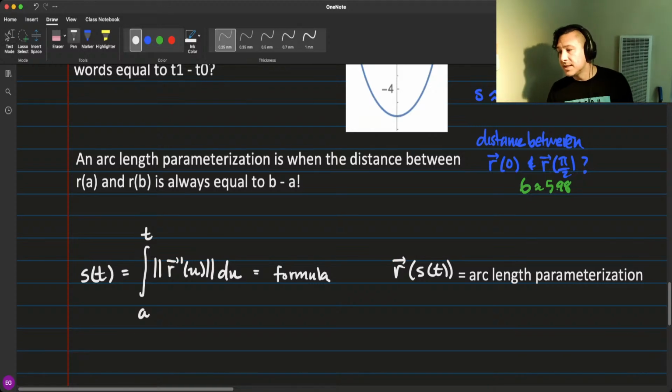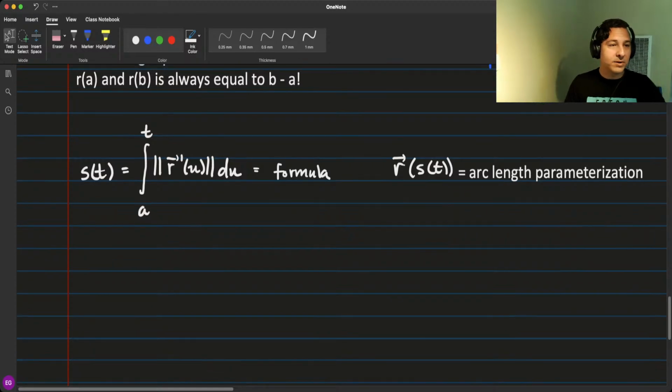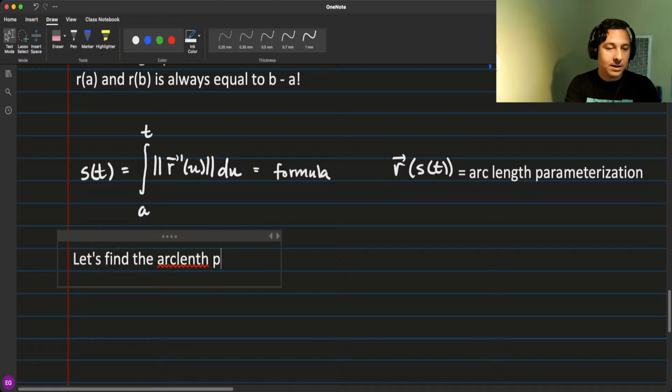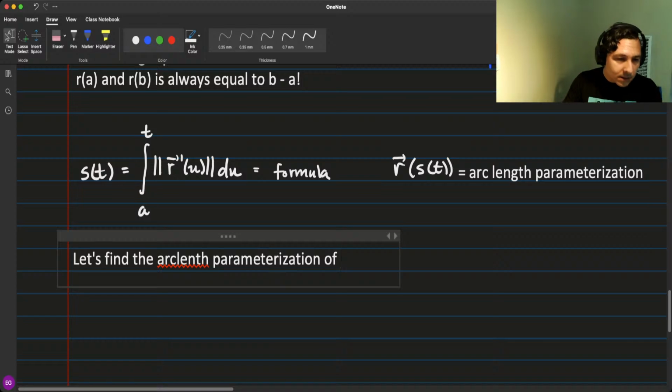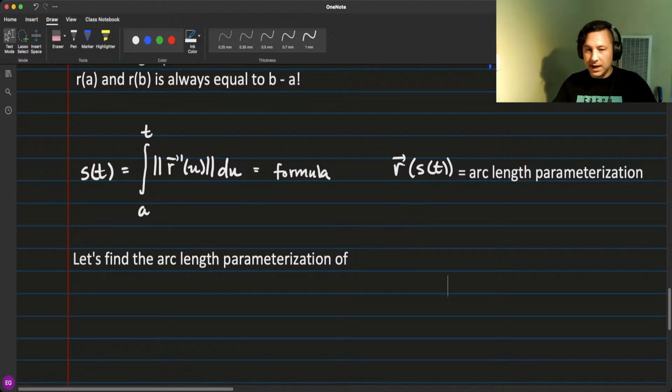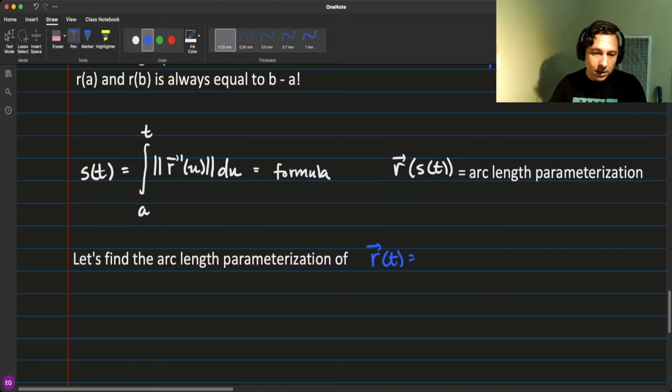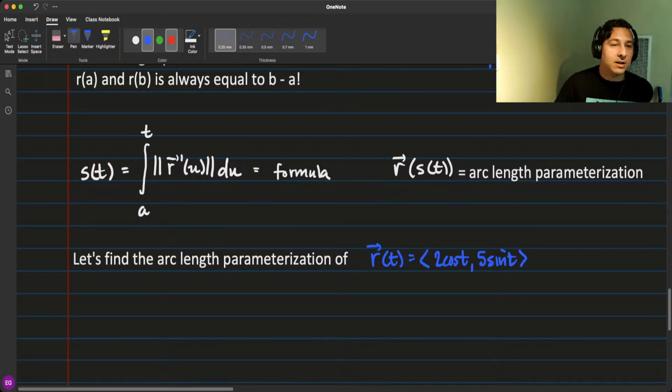Okay, so we're going to do this as an example. Let's find the arc length parameterization. That was that thing that we just had. Our r was 2 cosine t, comma 5 sine t. Okay, so if you want to find your arc length parameterization, it doesn't matter so far, so let's just plug it into the formula. So you calculate your s of t.